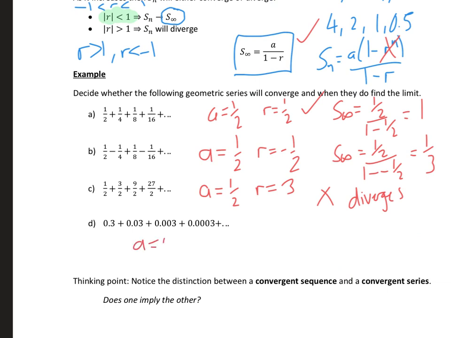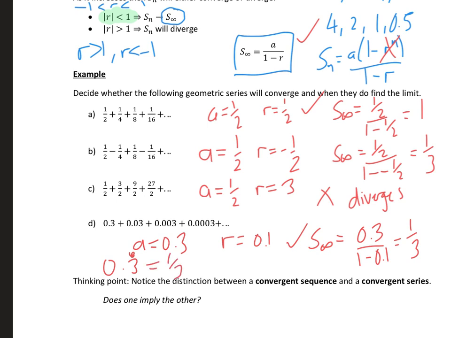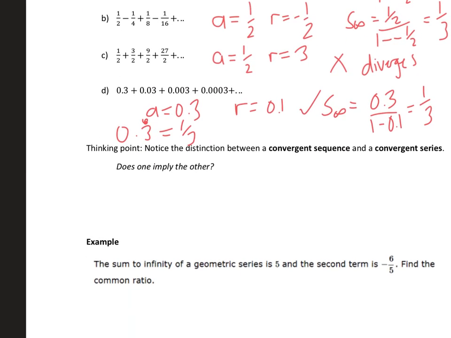And the last one, a would be 0.3, and r would be, well, what do I times 0.3 by to get 0.03? r would be 0.1, and that's between minus 1 and 1, so it does converge. So the limit, S infinity, would be a over 1 minus r, and when I work that out, I get a third. Now, if you look at what that sequence actually is, that's just 0.3 recurring. So we're proving that 0.3 recurring is the same as a third. That's another way of doing it compared to how we did it at GCSE.